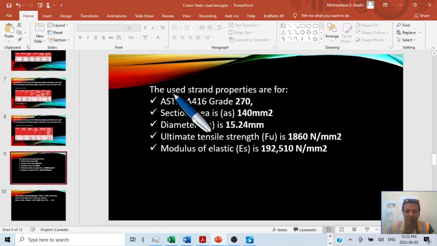So the strand properties used are ASTM A416 grade 270. Section area is 140 millimeter square. Diameter ds is 15.24 millimeter, and ultimate tensile strength fu is 1,860 Newton per millimeter square. Modulus of elasticity is 192,510 Newton per millimeter square.